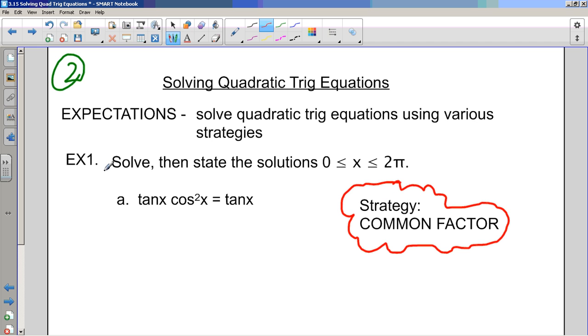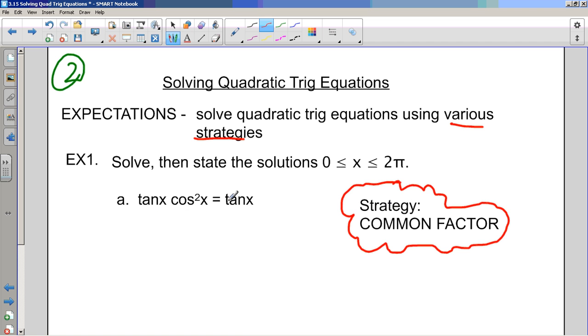What's going to happen is we've got about, I think, 4 or 5 examples, and each of them has strategies that you actually did in the activity yesterday. The expectation: solve quadratic trig equations using various strategies. Well, one of them is a common factor.